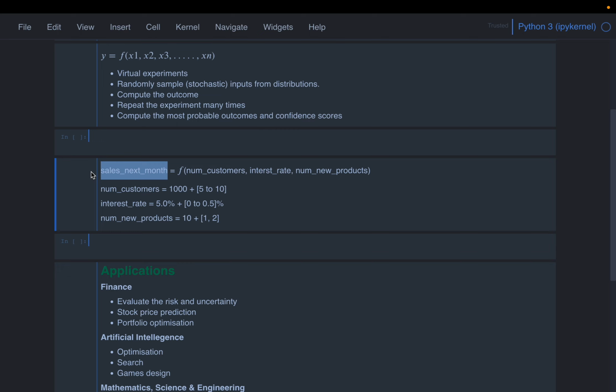Then what we do is we pick one more value for each of these three variables. Okay, again from the known range or the known distribution. So we draw three values for these three variables. We again compute the sales for next month. Okay, so we have the second value for the sales next month. We repeat this experiment many number of times.